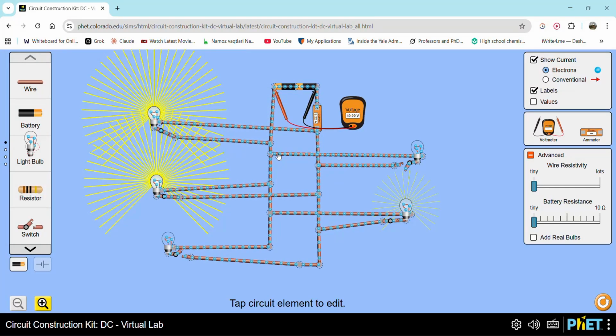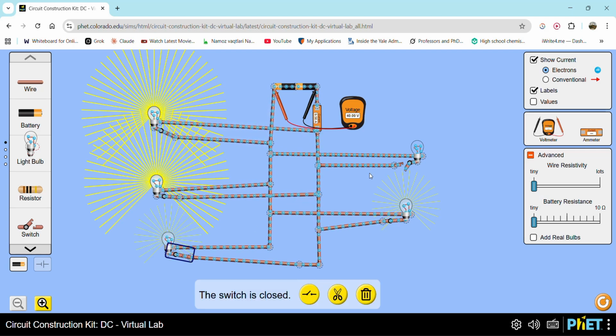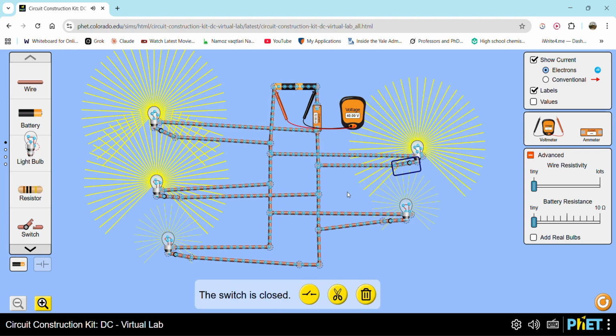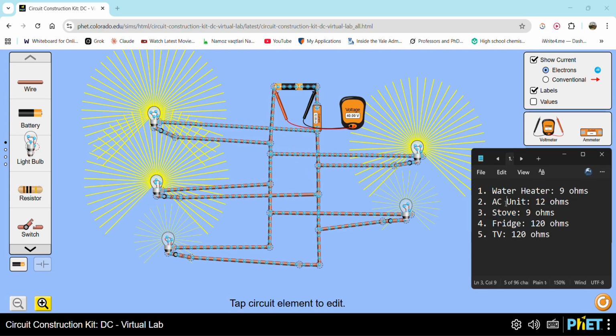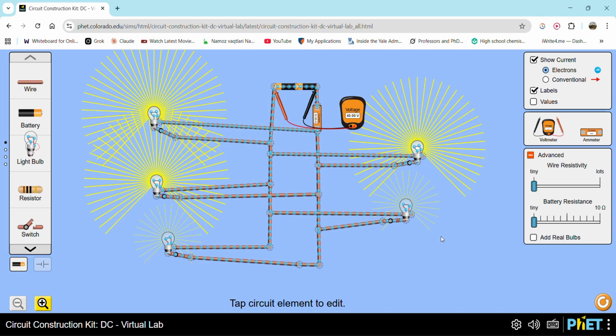And in the third scenario, I would like to show you what happens when all the appliances are on. So let's imagine everybody's at home: someone is watching TV, someone is having a bath, someone is cooking, and someone is chilling using the AC unit. So let's see what will happen when all of them are on.